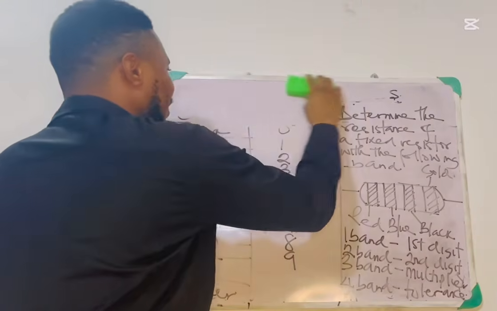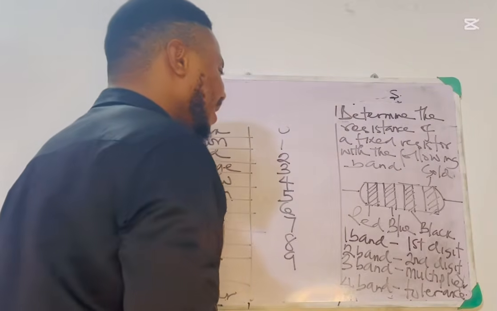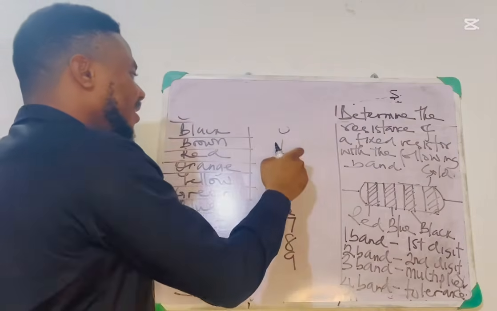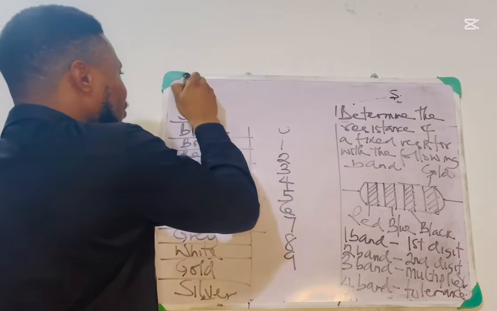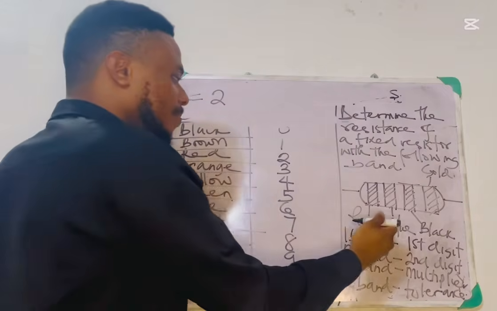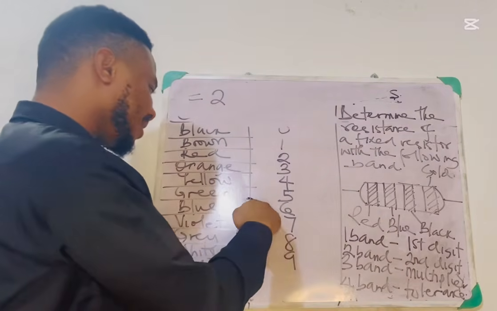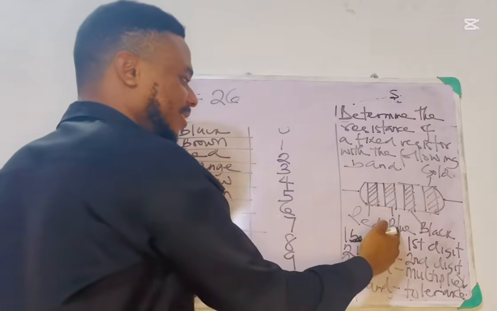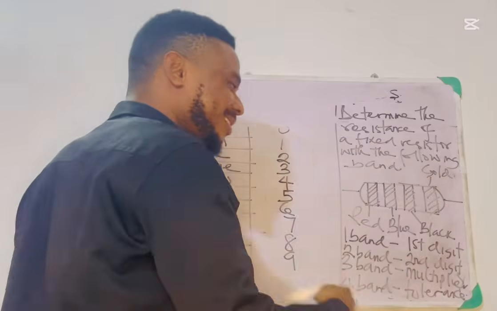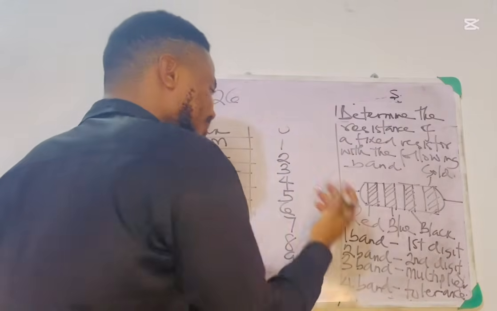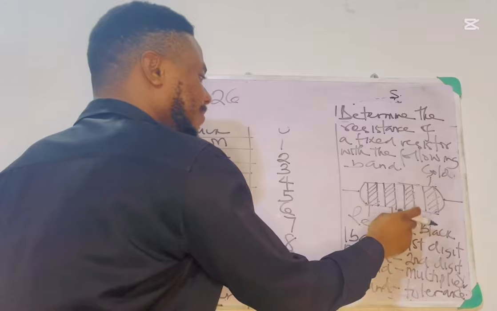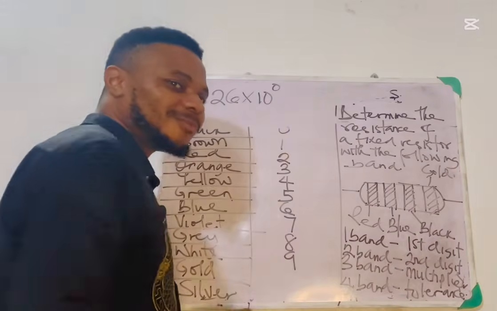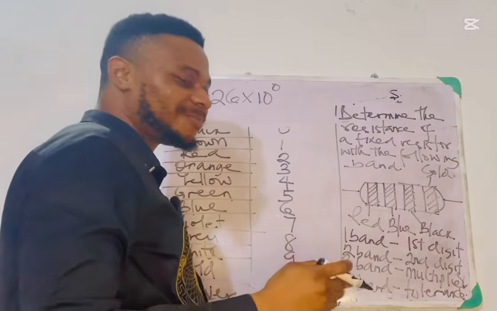So basically, for this one, red has the digits. If you look at it, red is 2. So this will be equal to 2. Blue is 6. So you say 26. It's not 2 plus 6, it's 2 and 6, 26. Then the multiplier, black. Black is 0. So you say times 10 raised to power 0. This is what we mean by multiplier.